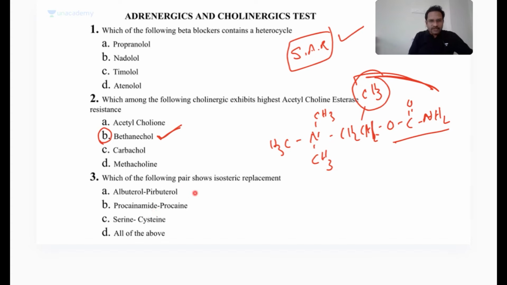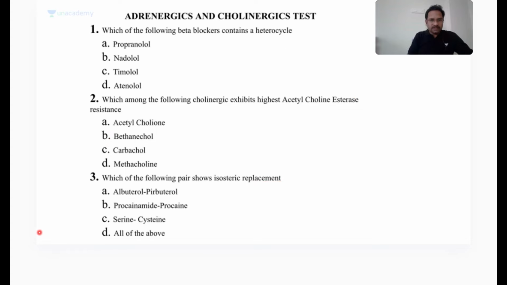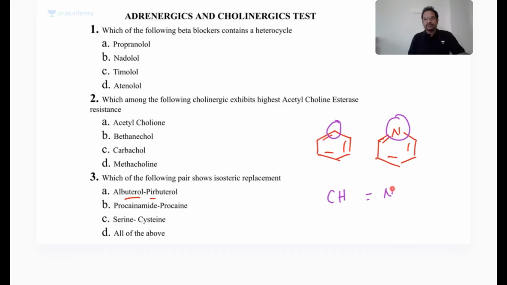See, which of the following pairs shows isosteric replacement? Again, this is also a concept-oriented question. Now, let us understand this one. Albuterol, pirbuterol. What is the difference between albuterol and pirbuterol? I'm not drawing the entire structure, I'll draw the groups responsible for the isosteric replacement. Now, look at these two structures. What is the difference? The difference comes only at this junction. In place of a carbon CH, a nitrogen is substituted.